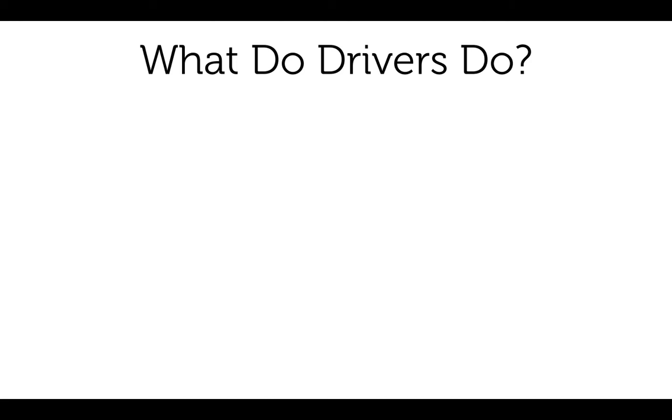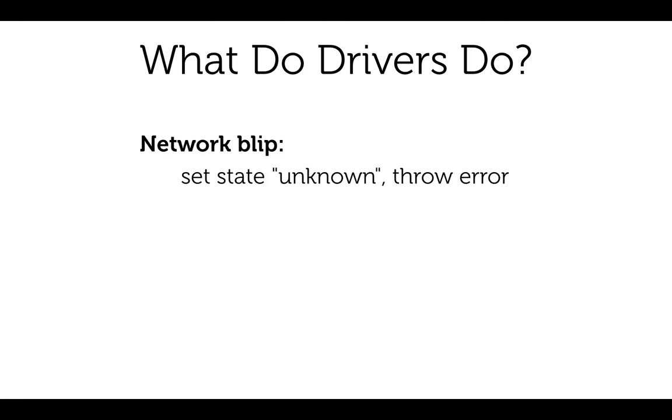So if there's a network blip, the driver will set the state of the server it was trying to talk to unknown, and it will throw an exception. What I mean is that if the driver thought that the server was a primary or a secondary, it updates its data structures that internally represent its view of the server, and it will say, I used to know what this server was, but now I don't know, so I'll set the server type to unknown and then throw an exception.